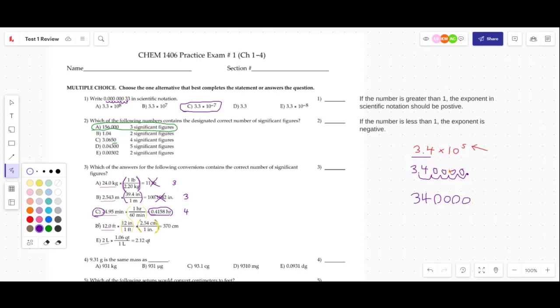For D, it's 12 feet. That's 3 significant figures, 12.0. This is a definition. But the 370 here only has 2 significant figures. It should have 3. It doesn't, so this is wrong. And then the last one, it starts with 1 significant figure, and while there's 3 sig figs in the conversion factor, that's an estimated value, this should only have 1 significant figure, and so that's wrong as well.